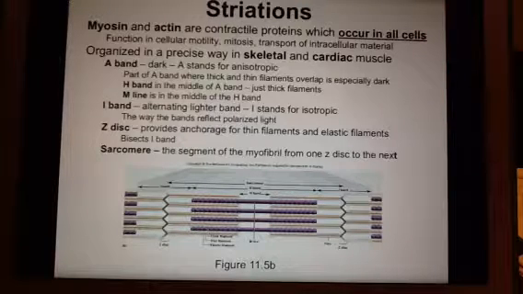And then the Z disc kind of bisects the I band. It's right in the middle of the I band, and it provides an anchor for those thin filaments and the elastic filaments to connect to. So when we use the word sarcomere, which is going to become really important when we talk about contraction, the sarcomere is the segment of the myofibril from one Z disc to the next. So it basically includes half of the I band, a whole A band, and then another half of an I band. And that is what we'll be looking at when we look at contraction.